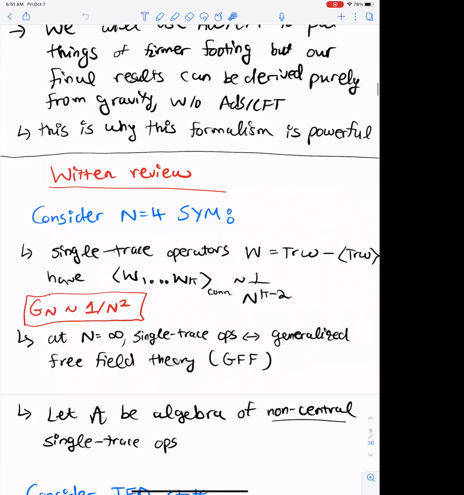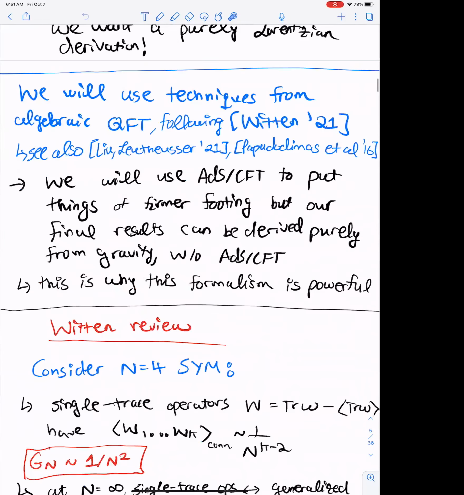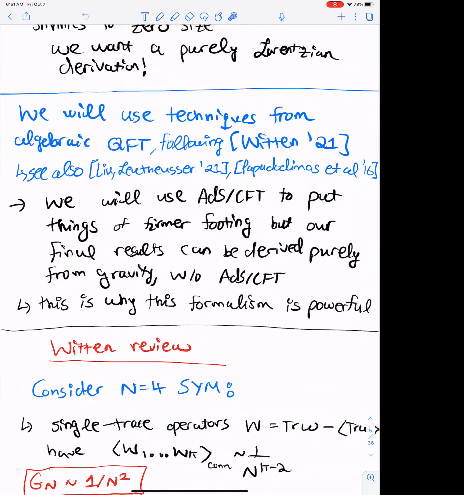Talking about the bulk, are you going to assume some quantum gravity correction at the singularity or something? How are you going to treat the singularity?